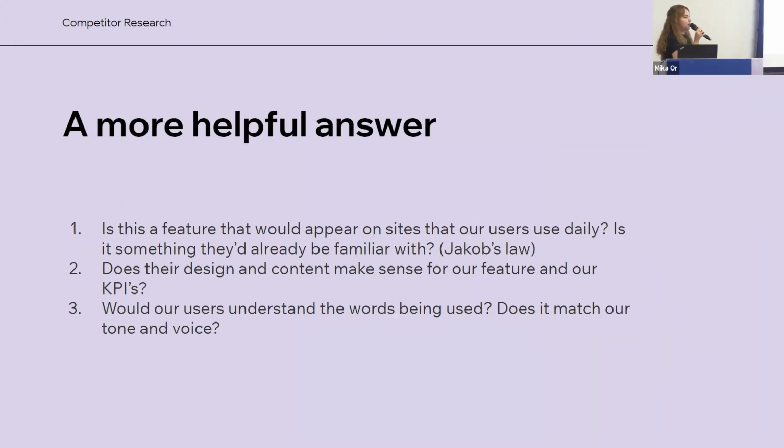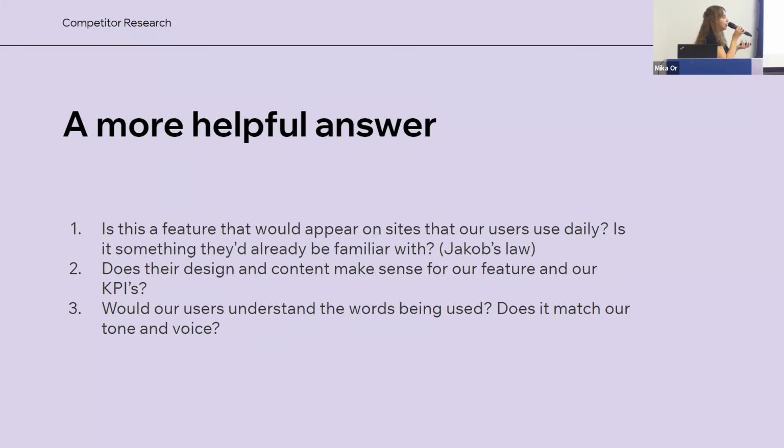So let's look at some questions you can ask yourself, which will hopefully give you an indication to whether you should be following someone or shouldn't be. So first, you want to ask yourself, is this a feature that would appear on sites that our users use daily? Is it something they're already familiar with, which, as we saw, is Jacob's law? If the answer is yes, it may be best that you do follow a competitor here.